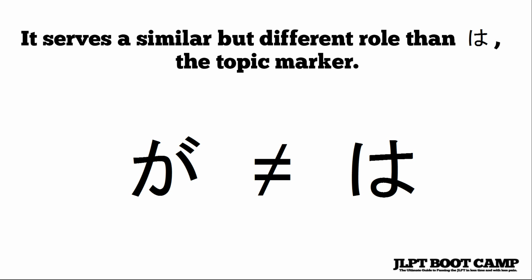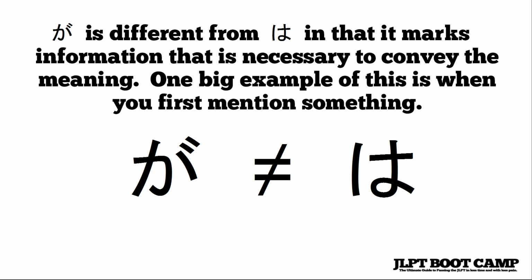it serves a similar but different role than wa, which is the topic marker. And just a quick refresher, the subject is something that's doing something, and the wa, the topic, is more like kind of the general, what the general conversation is about. It's not necessary information to further the conversation, so to speak. And ga is different from wa in that it marks information that is necessary to convey the meaning.